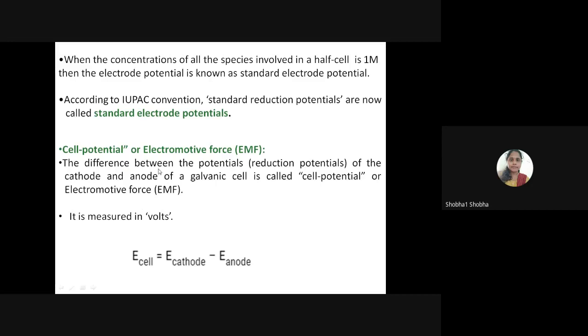Whatever potential is generated in the cell, that means from the cathode, that is minus, to the anode, is called E cell. Sometimes it is given as E naught cell, with the superscript naught, because we are taking standard temperature conditions and 1 molar concentrations, right? And it is measured in volts.